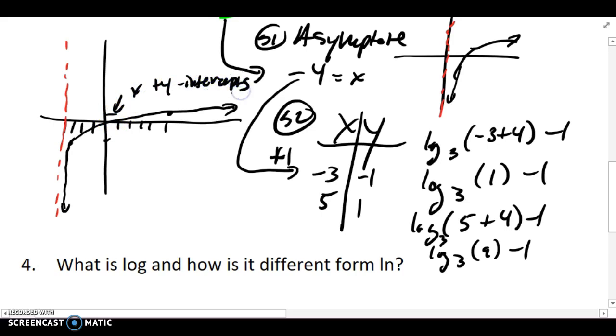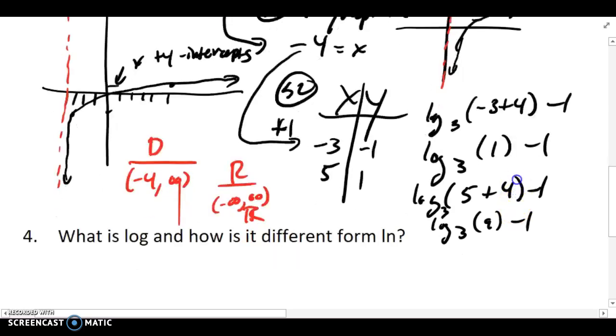And then we have our domain, which goes from negative 4 to infinity. Our range is from negative infinity to infinity, so both infinities, or all real numbers.